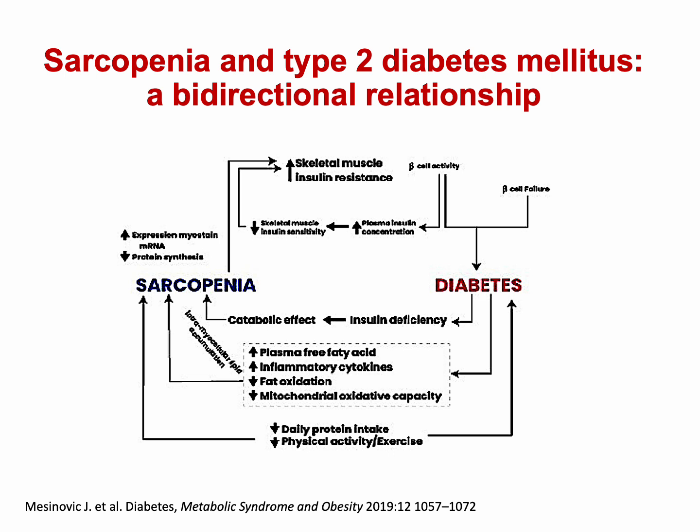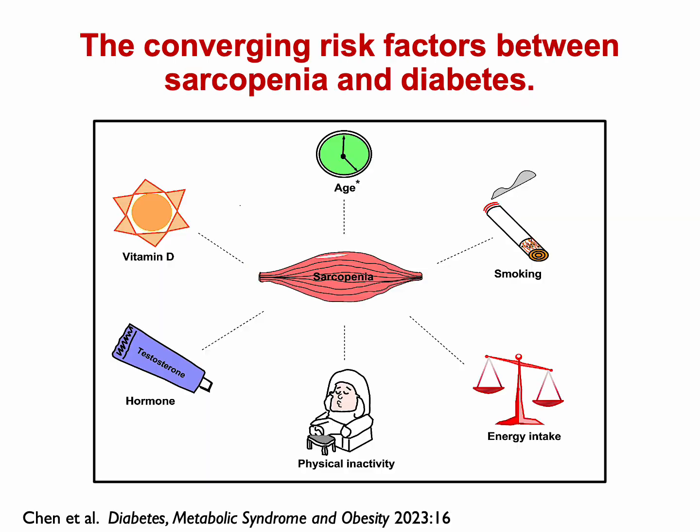Conversely, type 2 DM exacerbates muscle degradation through mechanisms such as chronic hyperglycemia, insulin resistance, elevated free fatty acids, inflammation, and mitochondrial dysfunction, further advancing sarcopenia. This reciprocal relationship creates a vicious cycle where each condition aggravates the other, highlighting the necessity for integrating management strategies to address both muscle health and metabolic control. Moreover, there are converging risk factors between sarcopenia and diabetes, notably the age of the patient, marked with the asterisk here, and other similar risk factors for both.